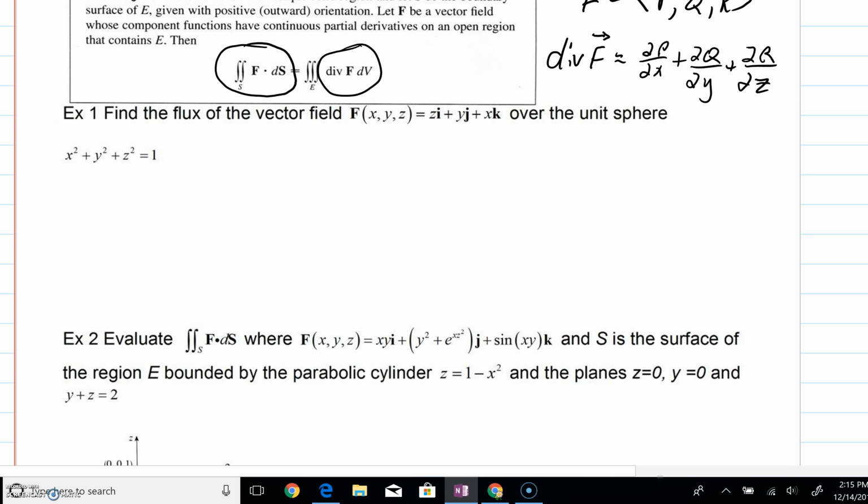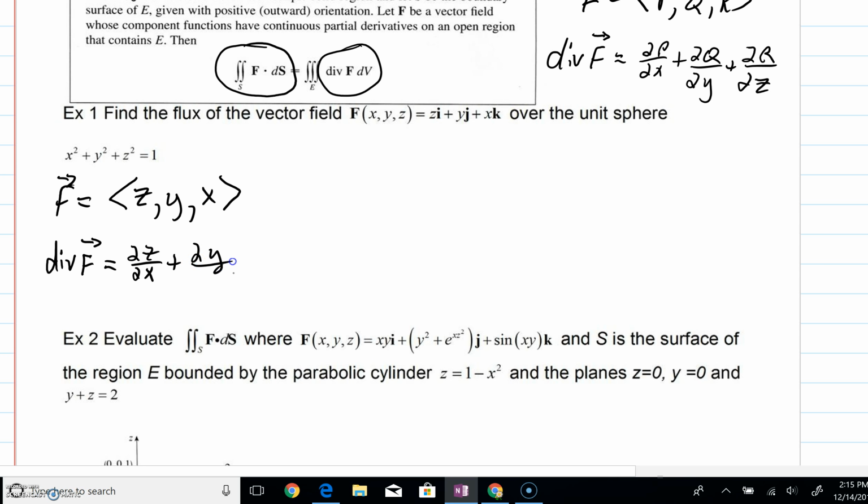So let's take a look. We've got f. Of course, f is going to be defined as z, comma y, comma x. And let's go ahead and first find the divergence of f here. So what we'll have is the partial derivative of z with respect to x plus the partial derivative of this y here with respect to y, and we'll have plus the partial derivative of x here with respect to z.